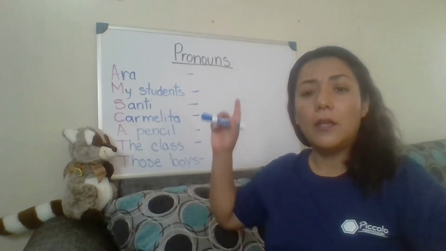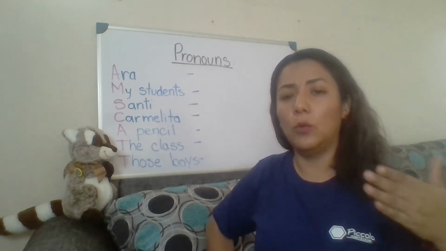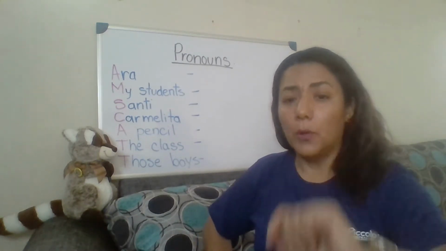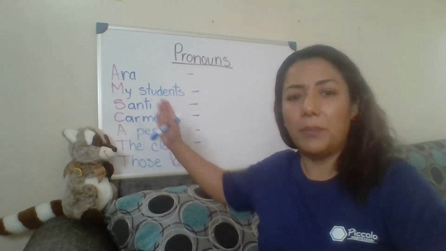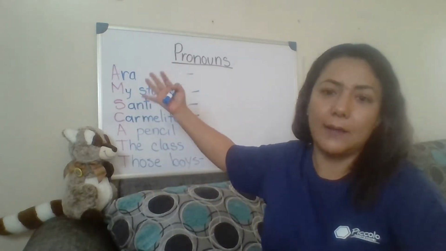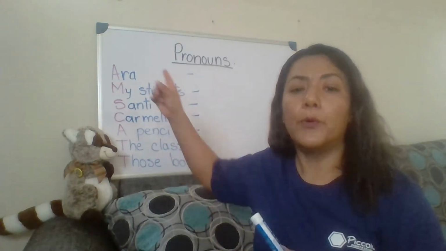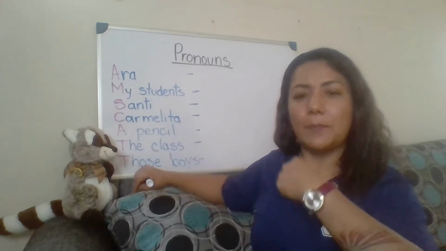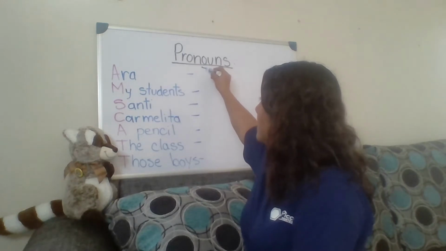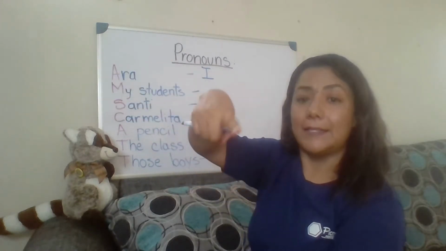Today we'll start reviewing pronouns. Do you remember in class we learned pronouns? I remember. Yes, I do. Pronouns, we said, are words that replace the nouns, and nouns are the names of person, place, thing, or animal. Okay? For example, let's write some pronouns. Ara, what is the pronoun for this person? If that's me, my pronoun is I.